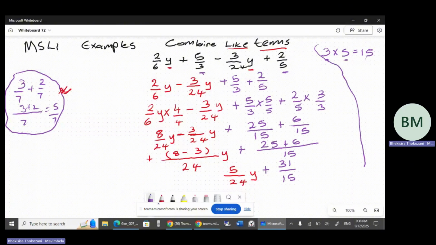So our answer then will be 5 over 24y plus 31 over 15. You cannot simplify here, so you can leave it like this. However, if the numbers were both even, we could have simplified it. But in this case, we are just going to leave it like this. Because of these numbers, one is odd, another one is even, so we cannot do much here. Remember 2, 4, 6, 8, 10, those are even; odd are 3, 5, 7, and so on. So in this case, we cannot simplify.